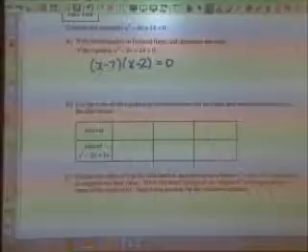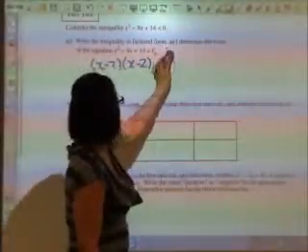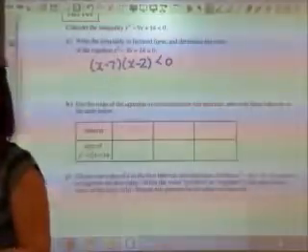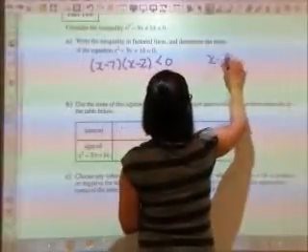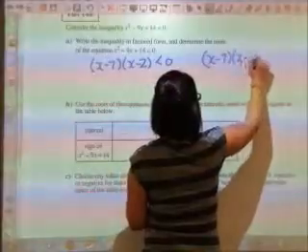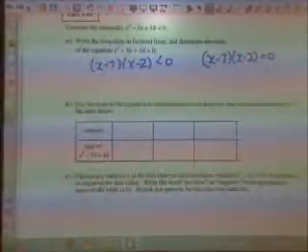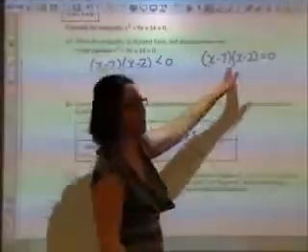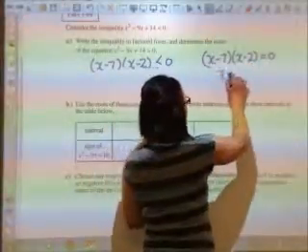If I look at it as an inequality, instead of letting it equal 0, I'm now going to have it as less than 0. And then I'm going to put my equation over on the other side. So what are my 2 possible zeros? What are my 2 possible x solutions if I look at this equation? 7 and 2.